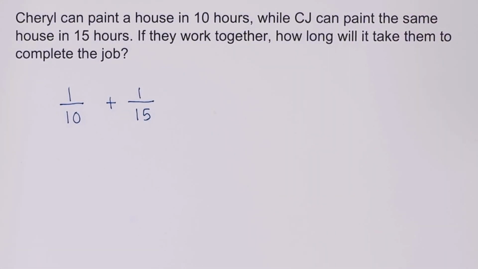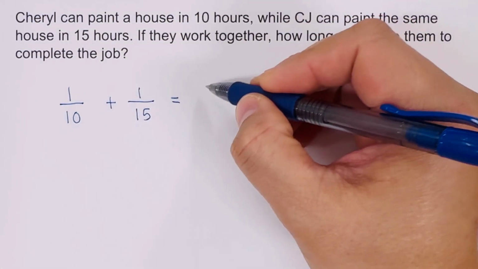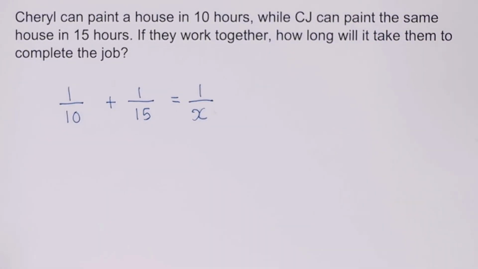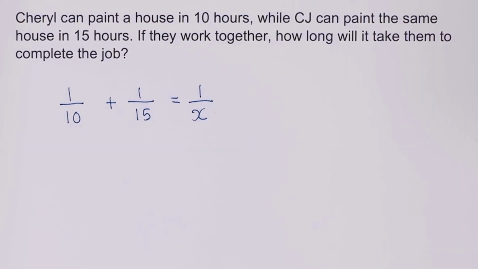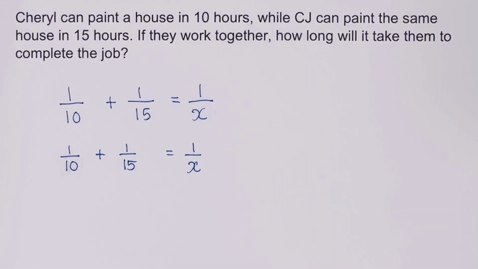And our task is to determine how long it will take them if we combine them together. So that would be 1 over x. This is the equation that we're going to use to solve this work problem. I'm just going to rewrite this equation down here. What we do here is use the giant one to solve this problem.